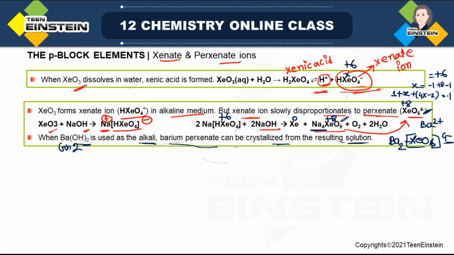So is it clear what the xenate ion is, what the Perxenate ion is, and what their oxidation states are, and how to find them out? Any part I have to repeat?